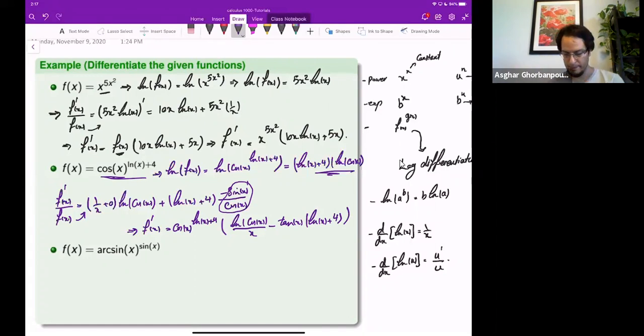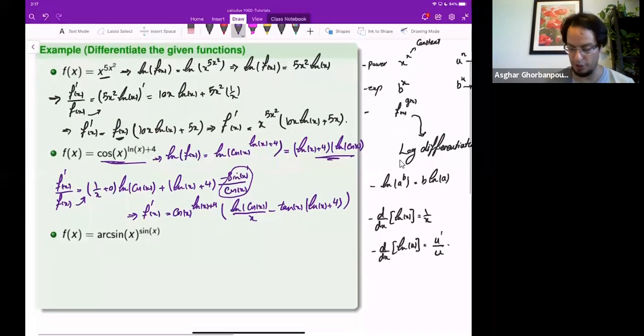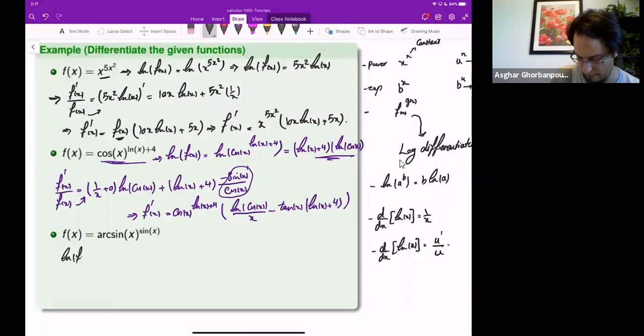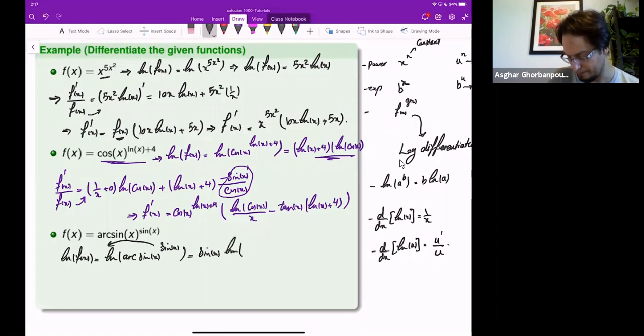Okay. And the same trick goes for the third one. So let me just do the third one very quickly. So this is ln of arc sine x to the power sine x. And then differentiate. Oh, well, let me simplify first. The sine x will come up front. This will be sine x ln of arc sine x.